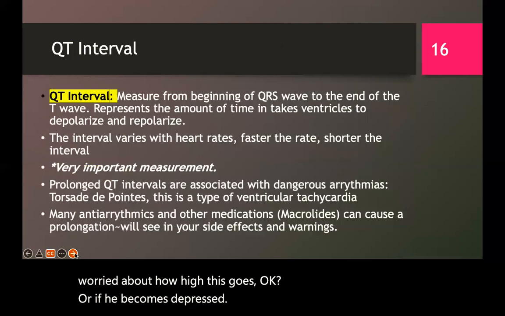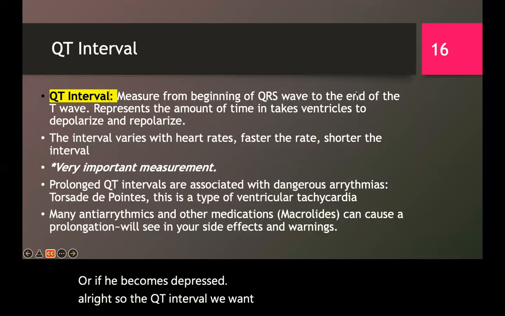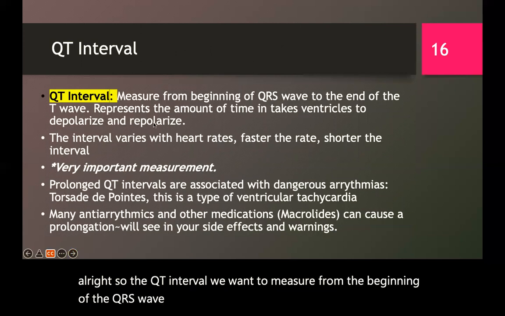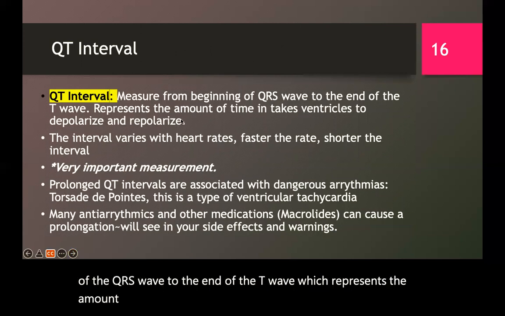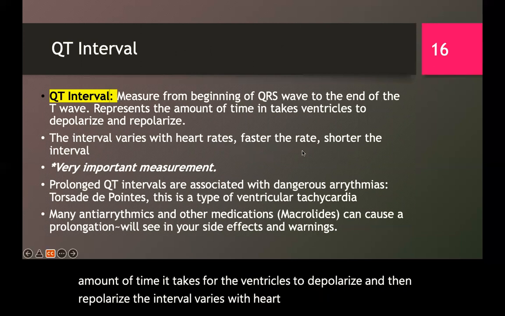All right, so the QT interval, we want to measure from the beginning of the QRS wave to the end of the T wave, which represents the amount of time it takes for the ventricles to depolarize and then repolarize. The interval varies with heart rates. The faster the rate, the shorter the interval, which makes sense, right?